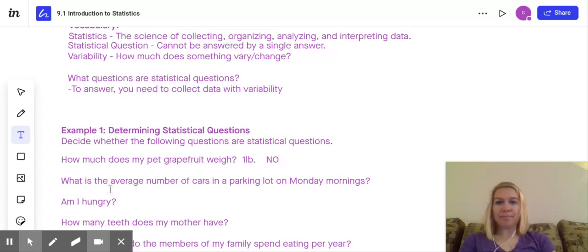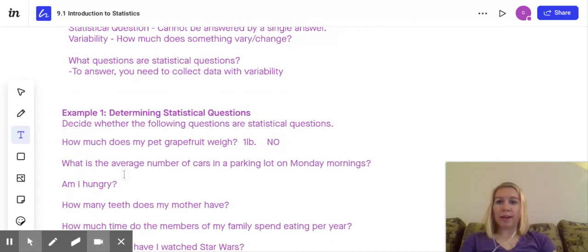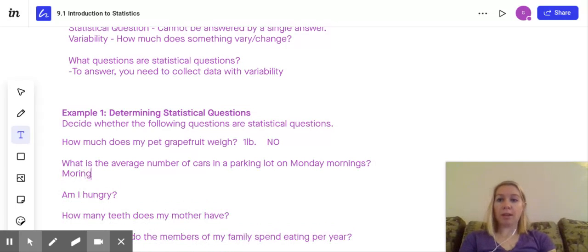Okay, let's look at the next one. What is the average number of cars in a parking lot on Monday mornings? Okay, so to answer this, we would need to count the number of cars on multiple Monday mornings, right? So let's say Monday morning number one, there was 25 cars or 35 cars.